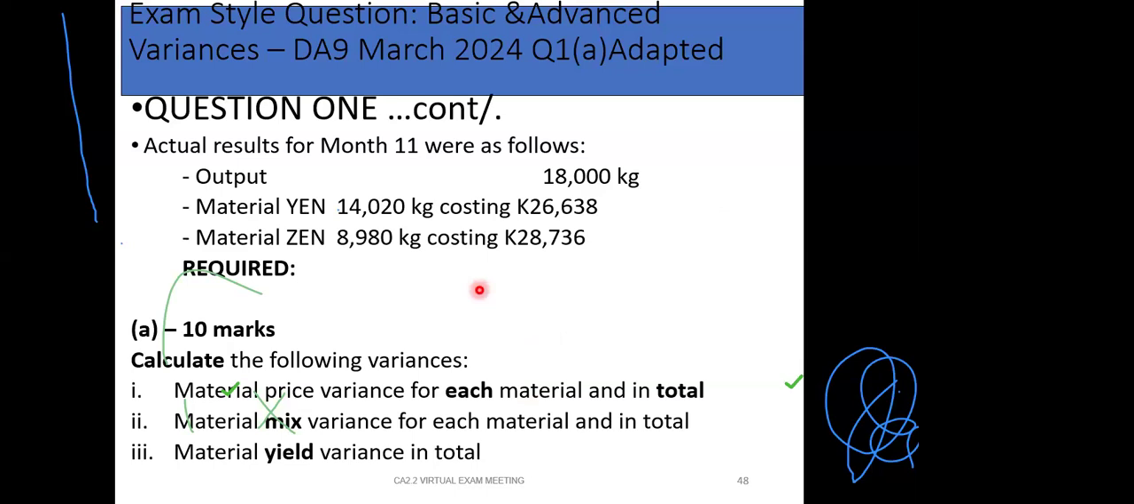Okay, welcome. We can practice what we learned by reading the requirements. This question, worth 10 marks, required the following calculations.